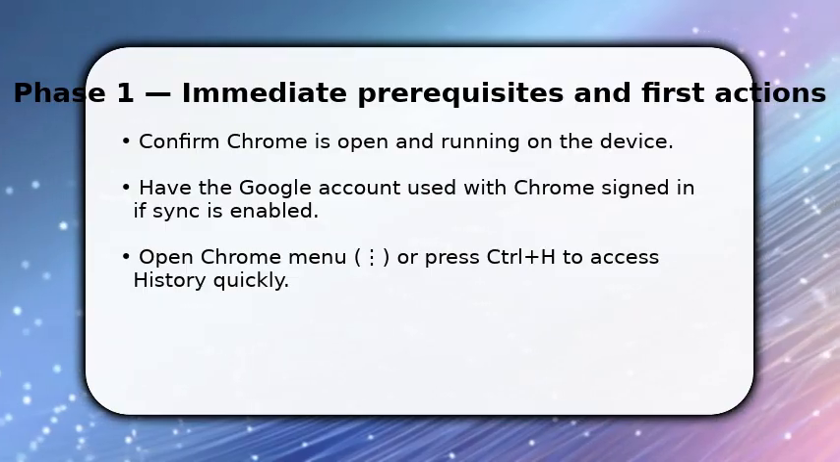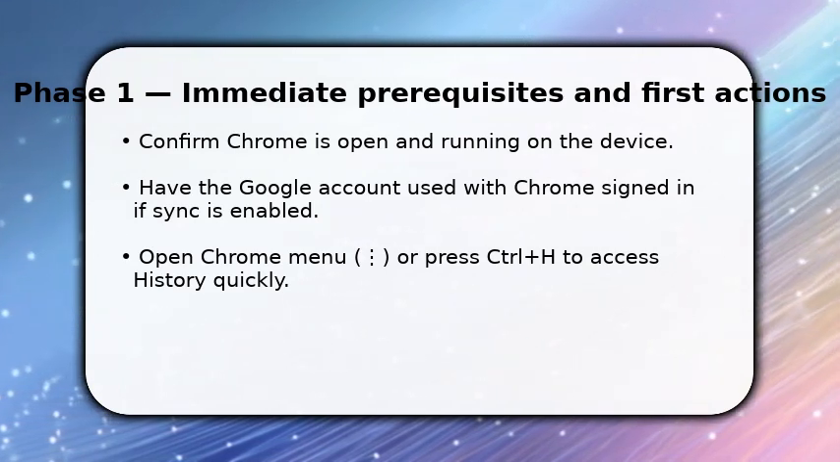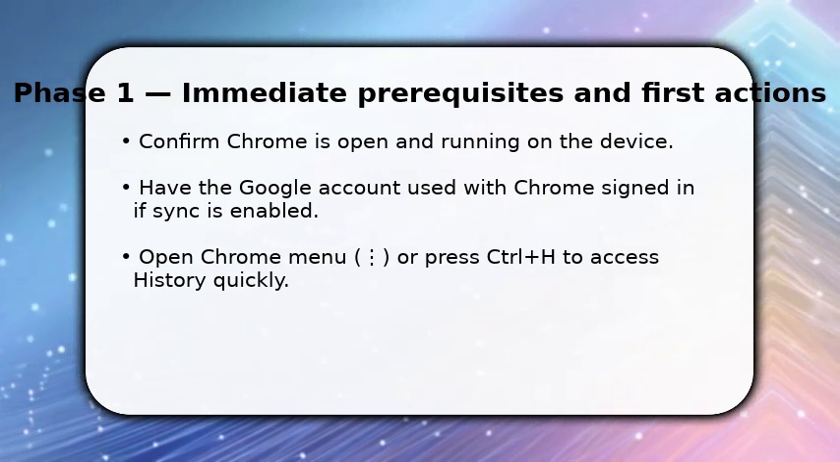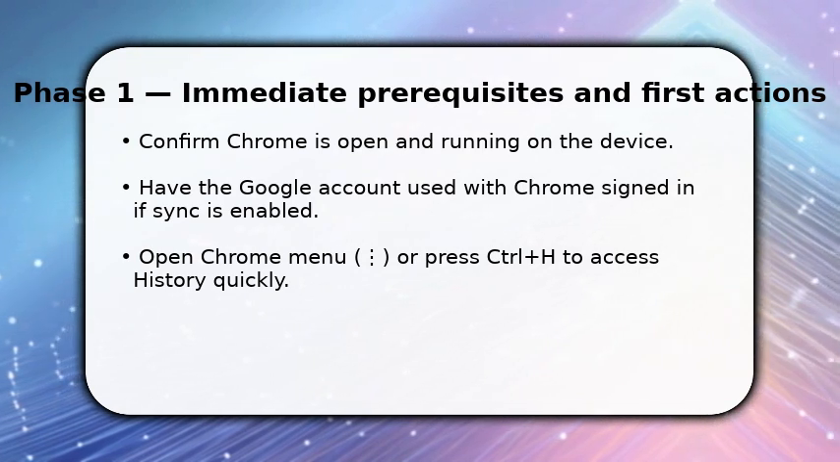You start now, open Chrome and make sure it's running. If you use Chrome Sync, sign into the same Google account so history is available. Next, open the menu or press Ctrl+H to jump to history. This is where recovery begins.